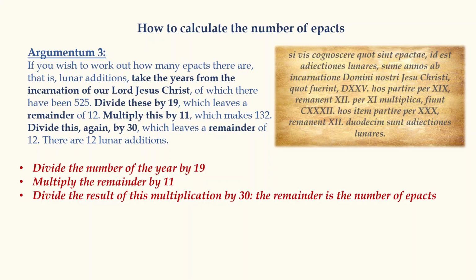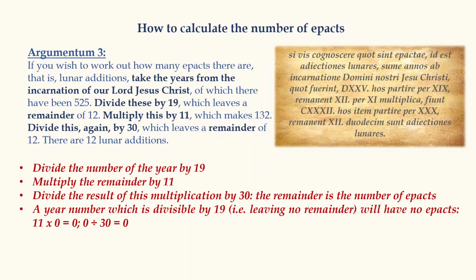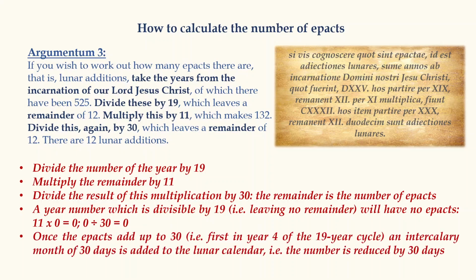You might have spotted a potential problem. What happens if the number of the year is divisible by 19? Will a remainder of 0 from the first step break the calculation? Well, happily no. In this case, there are just no epacts. You can times 11 by 0 to give 0, and then divide 0 by 30 to get 0, or, I suppose, a remainder of 30. And either 30 or 0 at this stage is fine, because once the epacts have added up to 30, the lunar calendar adds a 30-day intercalary month to address the disparity, and this reduces the number by 30.